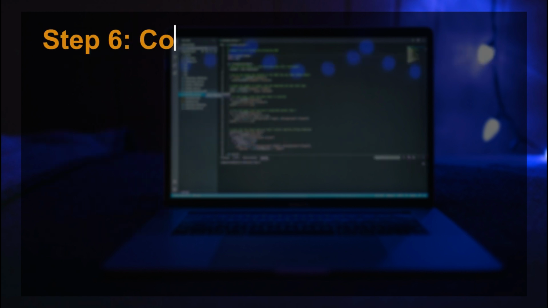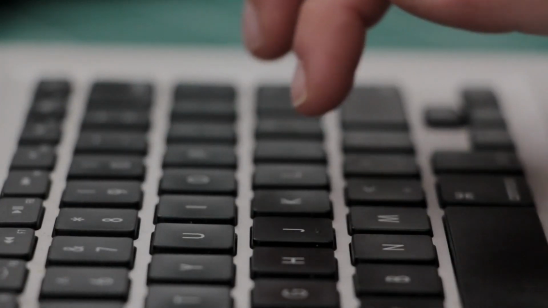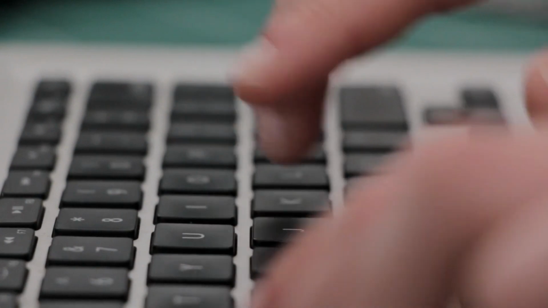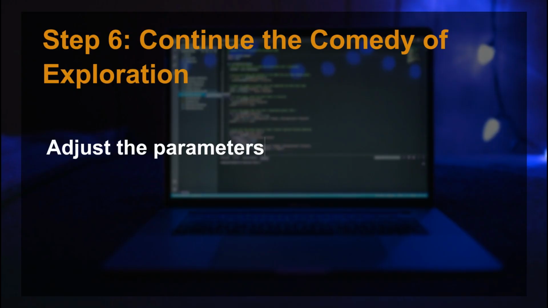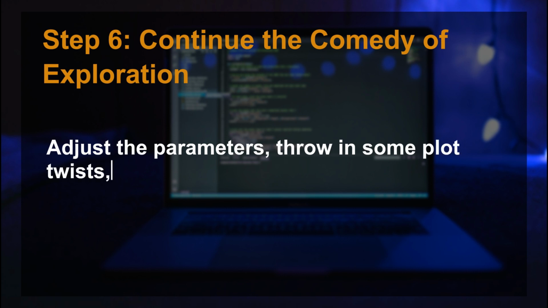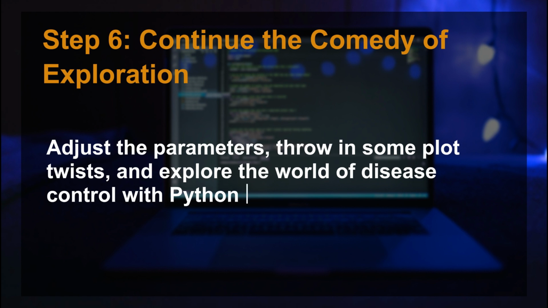Step 6 would be to continue our comedy exploration. Now you have mastered the art of modeling disease spread. Let your creativity run wild. Adjust the parameters, throw in some plot twists, and explore the world of disease control with Python as your trusty sidekick. You have completed 2 side-splitting acts in the grand circus of Python and biology. May your experiments be uproarious and your quotes be even funnier.